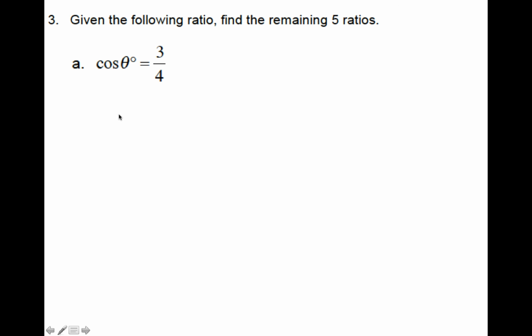For this problem, you're given the cosine ratio is 3 over 4, and we are supposed to find the remaining 5 ratios. So to see what we're talking about, let's draw a right triangle. I'm going to pick the bottom left angle to be our theta, and then I'm going to label the triangle. So this is the hypotenuse in my right triangle. This is adjacent to that angle, and this side is opposite of that angle.